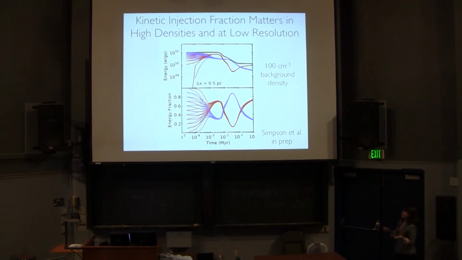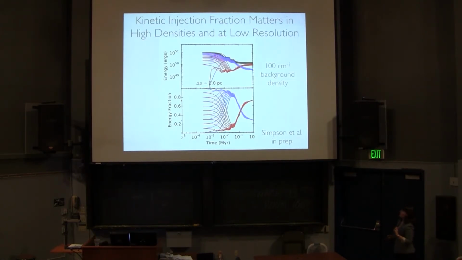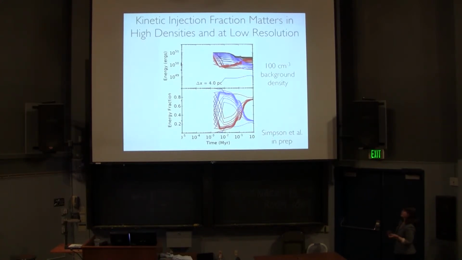At high resolution, it actually doesn't matter what the initial fraction of initial kinetic energy is. However, as you start to go to coarser resolutions, and I should say the time steps get bigger, so that's why they start at later and later times, you start to see things change a little bit. This is at 2 parsecs, this is at 4 parsecs, and here you really start to see a difference.